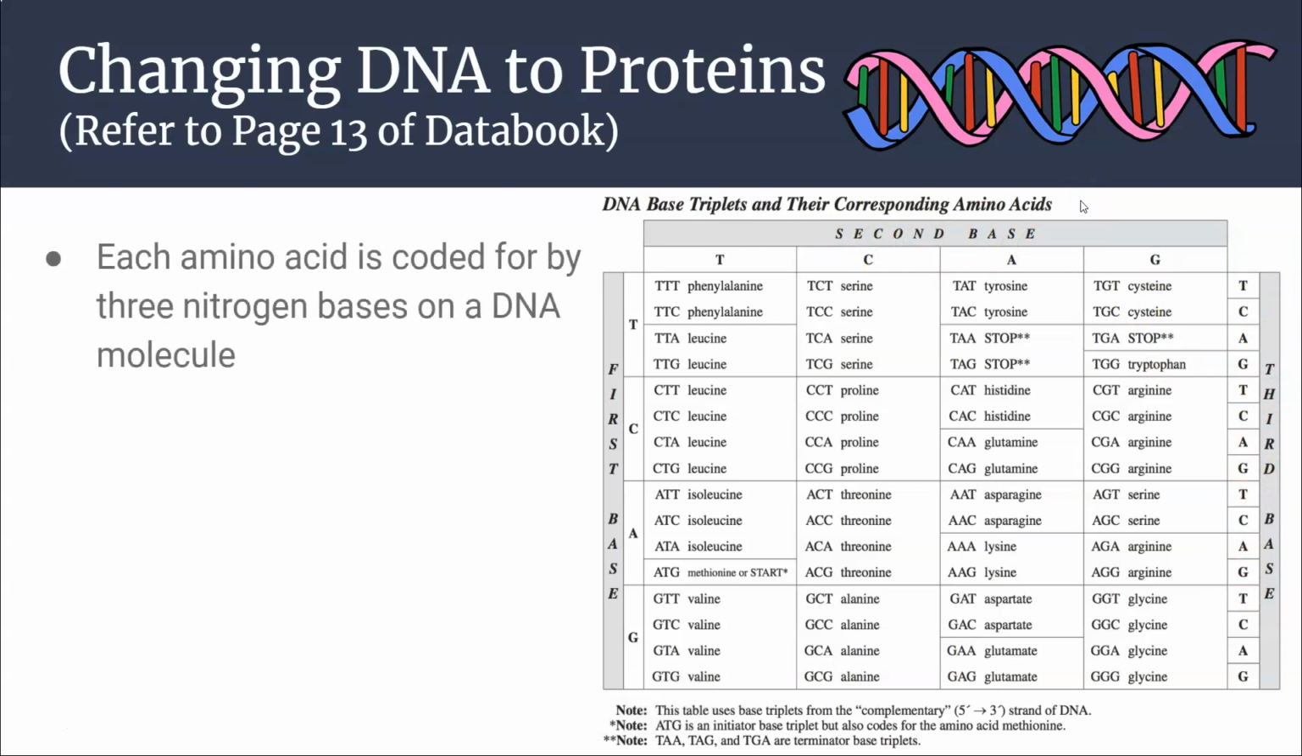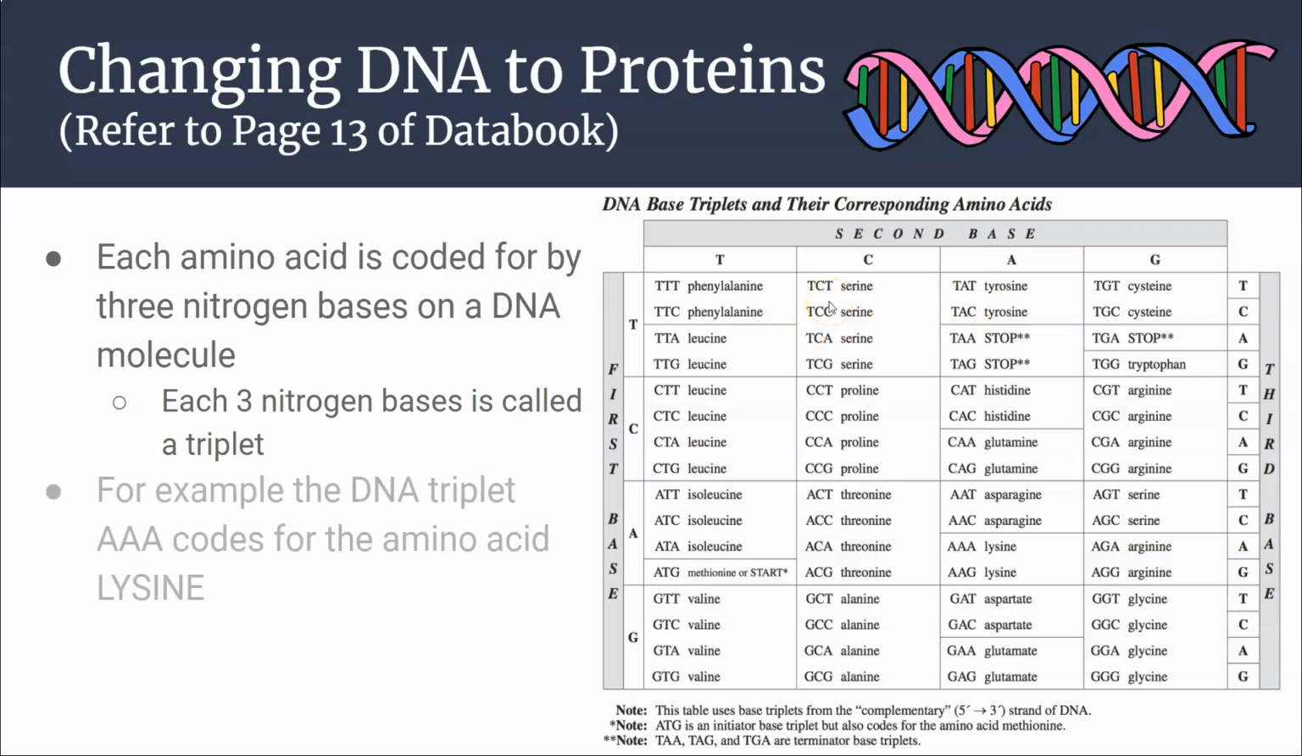So each amino acid is coded for by 3 nitrogen bases on a DNA molecule. So anything that is an A, T, C, or G. Okay, so A, T, C's, or G's make up DNA, which we know eventually makes up a protein. Each 3 nitrogen bases is called a triplet. So you might hear me use the words triplets or codons from now on. I'm just referring to 3 letters like TAT or TCC. That is called a triplet.